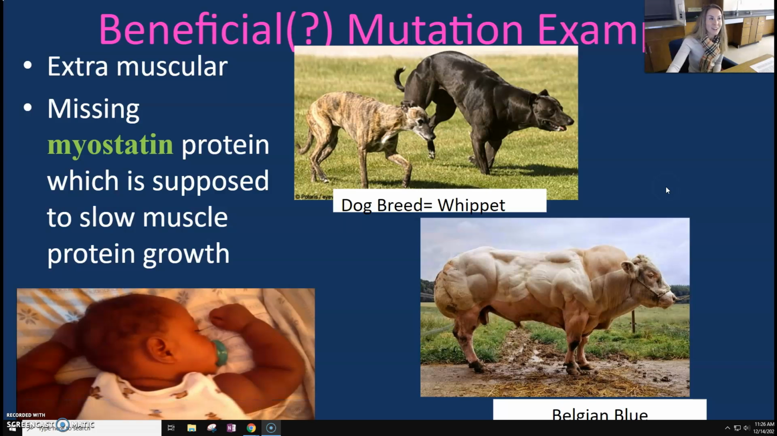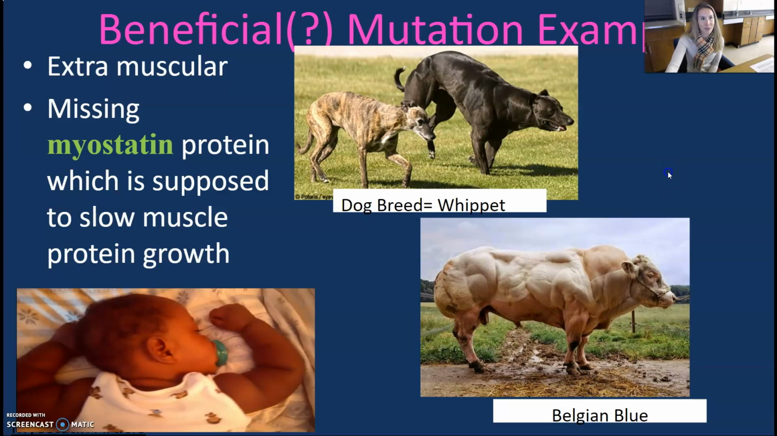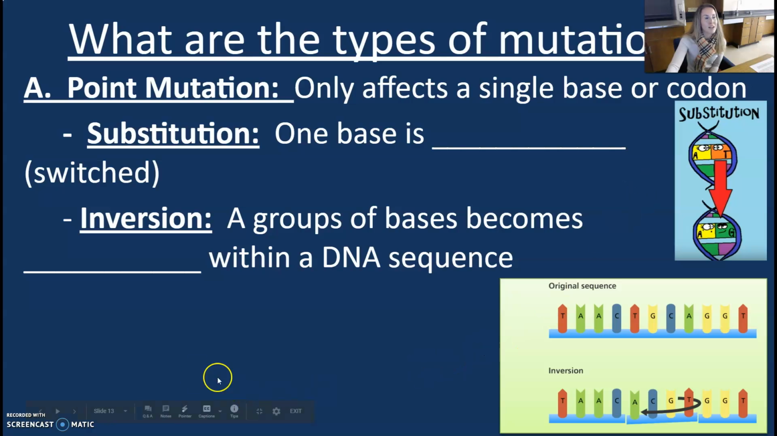Then we have another beneficial mutation, partially beneficial, extra muscular. This is an organism that is missing myostatin protein, which is supposed to slow muscle protein growth. Now, there are different types of mutations. Make sure you understand each of the different mutations we're going to cover. The first type of mutation we're going to discuss is called a point mutation. It only affects a single base or codon.